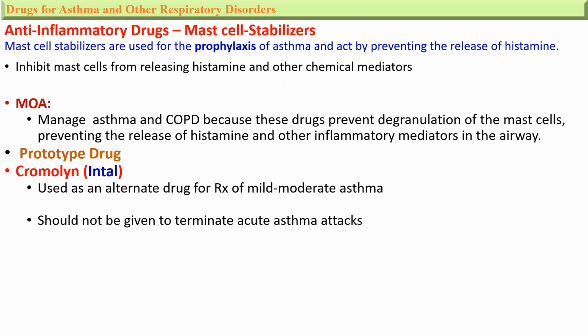Mast cell stabilizers are used for the prophylaxis of asthma by preventing the release of histamine. They are safe for prophylaxis of asthma, less effective than inhaled corticosteroid, and ineffective at relieving acute bronchospasm. They won't be effective.